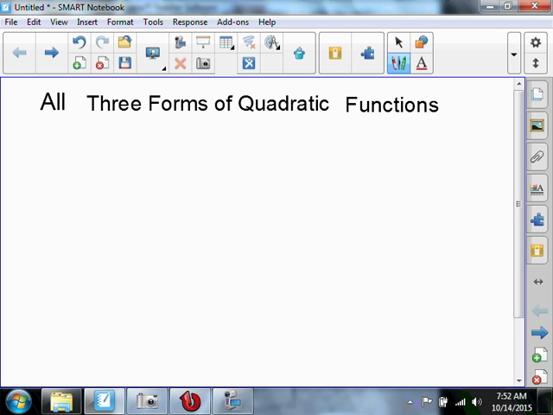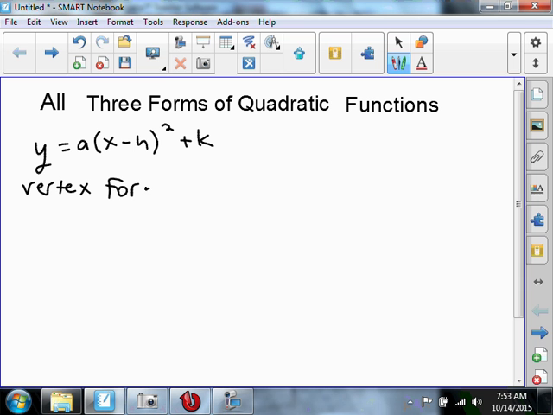So, all three forms of quadratic functions. I used to use y equals. Keep in mind that f of x and y are almost the same thing. F of x is f notation. So we saw this one. We saw y equals a times the group of x minus h, the quantity squared, plus k. We saw that one already. We've said a lot of things about that. We said with that one, that's called vertex form.